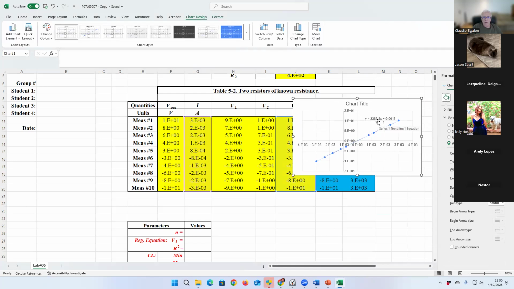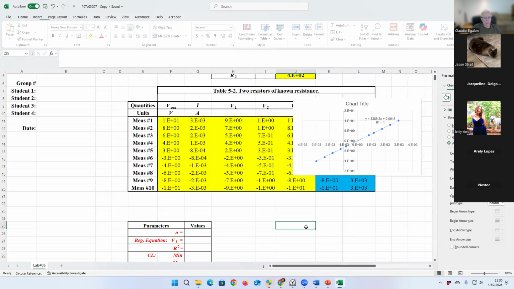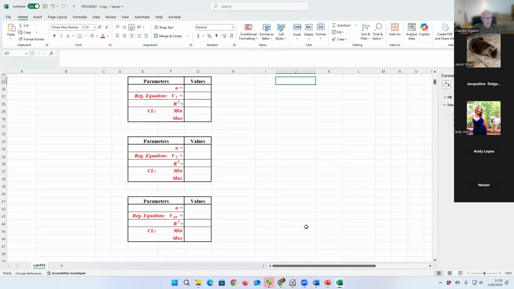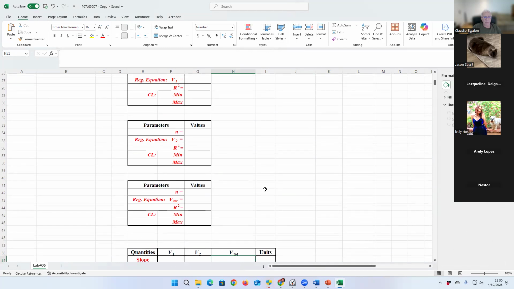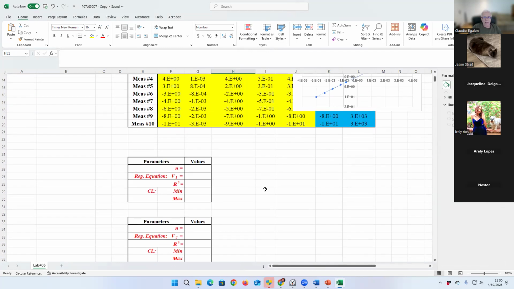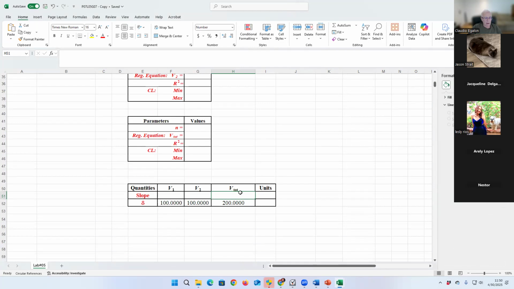I'm getting 3,385.8. I am going to write down here the slope of this graph: 3,385.8. And we see the small percentage difference that I get here, right? 0.7% only. Can you do the graph one more time?